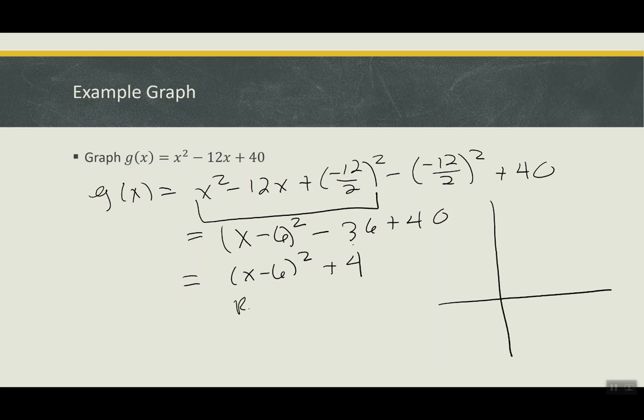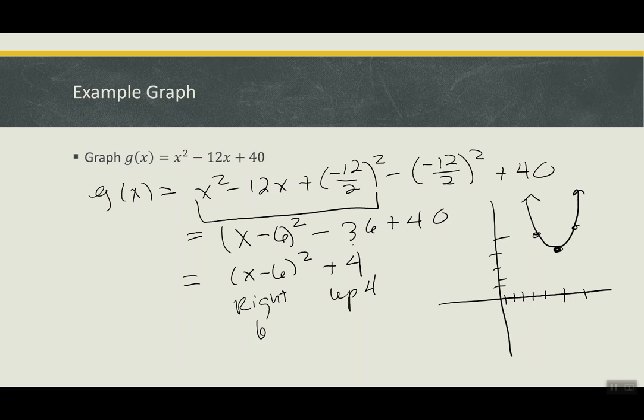So if I want to graph this, minus 6 says right 6, and then up 4. So 1, 2, 3, 4, 5, 6. 1, 2, 3, 4. Here's my vertex. 1 to the right, 1 up. 1 to the left, 1 up. There's my graph.